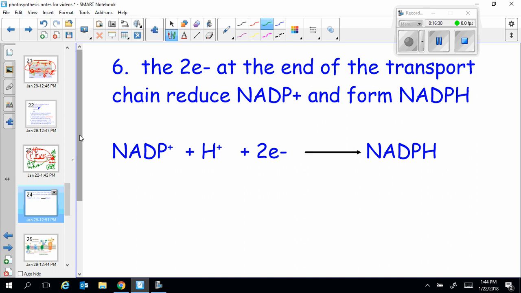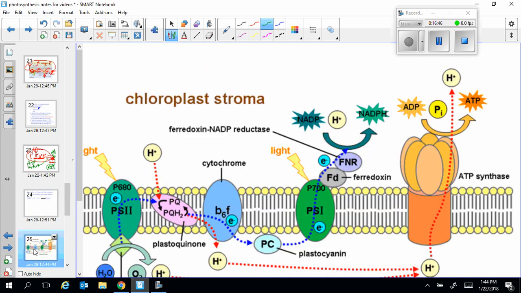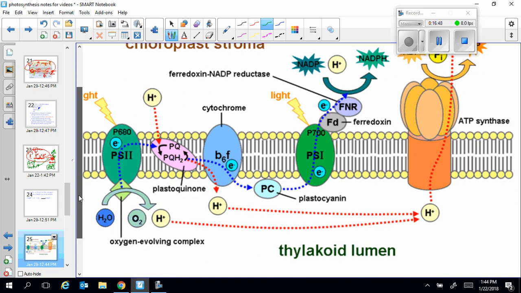You already added this to your notes. At the end of the electron transport chain, NADP plus gets reduced to form NADPH. So we took the NADP plus, and we took an H plus, and we took the 2 electrons, and we made NADPH.